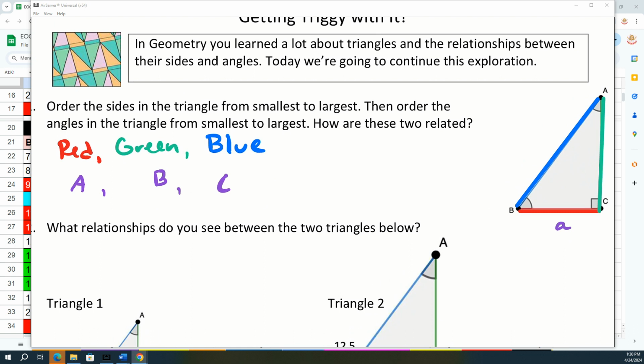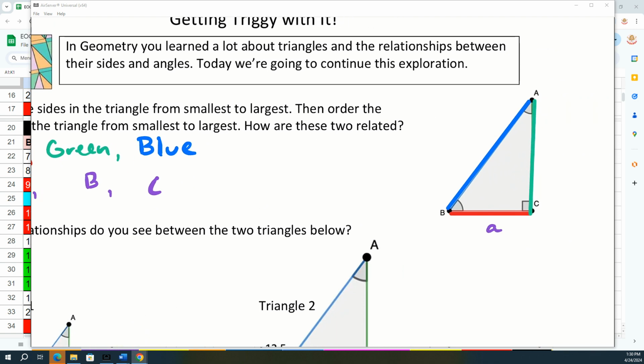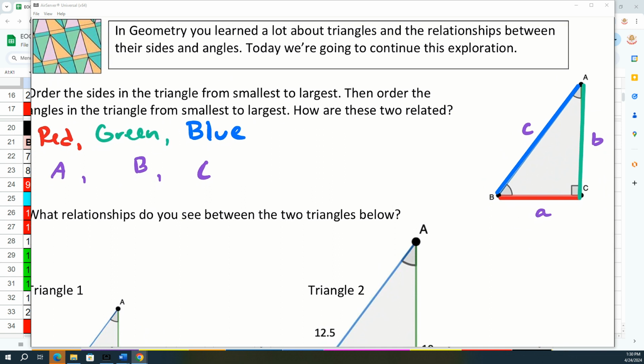I haven't taught geometry in a long time. And then opposite of angle B would be side B, and it would be lowercase. And opposite of angle C would be side C. It would also be lowercase. But the smallest side is always opposite of the smallest angle. So we're just going to abbreviate that and just say that they are opposites.